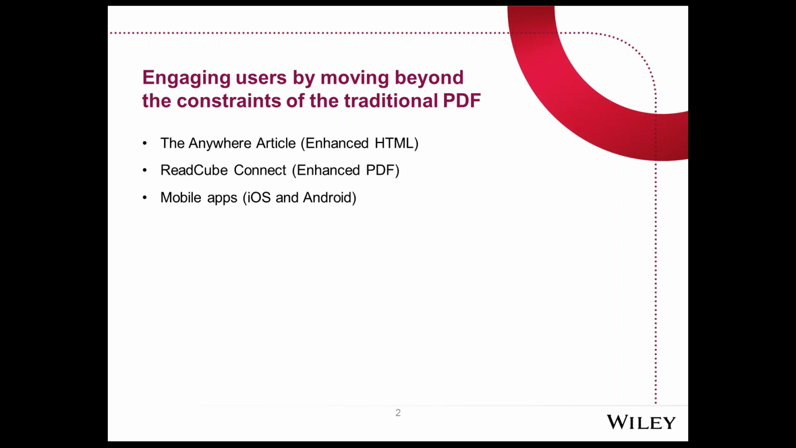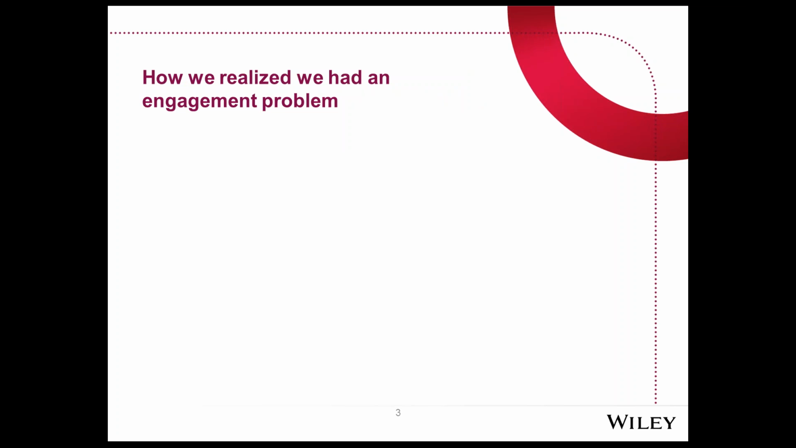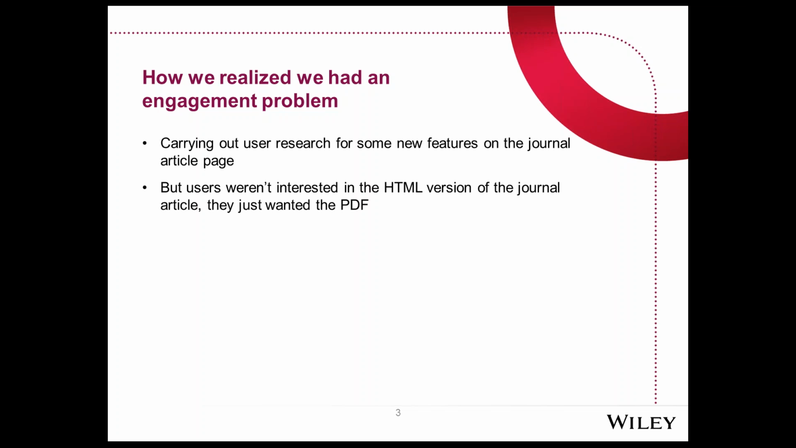So I want to start with a bit of background about how and when we realized that we actually had a problem engaging users on the Wiley Online Library, which is our content delivery platform. It was a few years ago, 2011, 2012, and we were carrying out some user research for some HTML features that we were designing for chemists on the journal article. So we were doing qualitative research, doing what we normally do, asking researchers to carry out their normal activities throughout their research workflows and behave as they normally would.